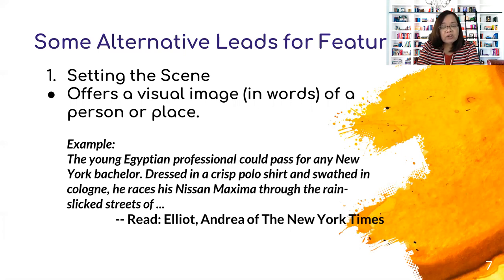In this particular article, the author chooses the setting the scene as a delayed lead in the article. "The young Egyptian professional could pass for any New York bachelor, dressed in a crisp polo shirt and swathed in cologne. He races his Nissan Maxima through the rain-slick streets of Manhattan," etc., etc. So read through that and see how the author used several paragraphs to introduce the article.